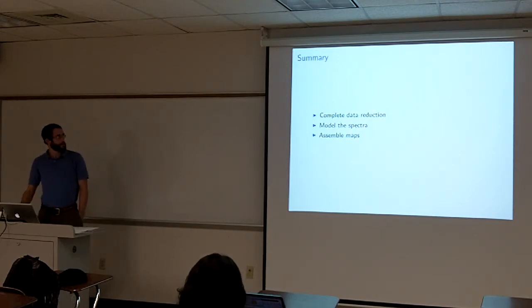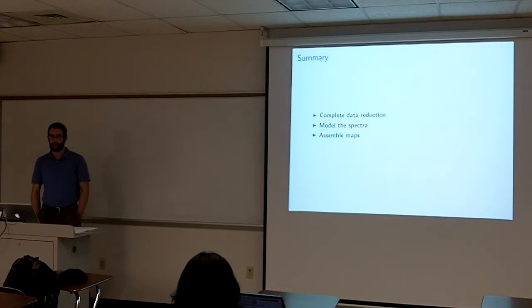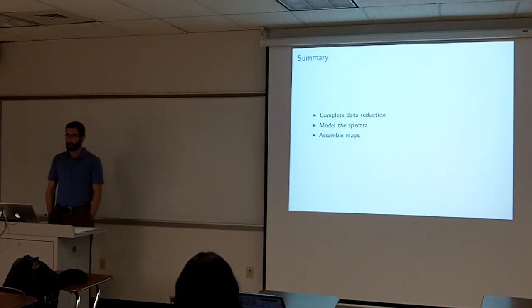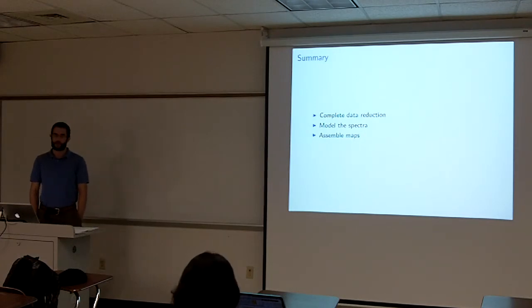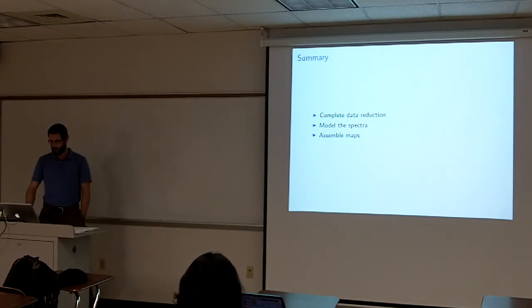My project will, going forward, like I said, I will complete the data reduction. I will use Gaussian curves to model the spectra, and then I will assemble the maps: the velocity map, the velocity distribution map, and the electron density map, and that will hopefully encompass it.